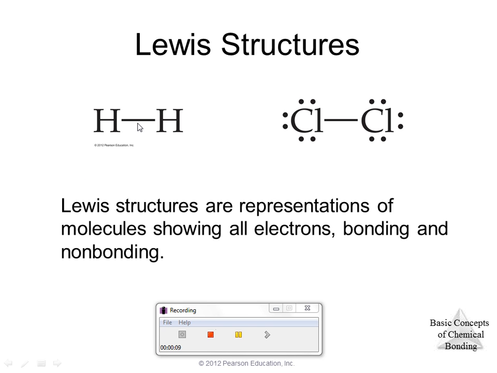For example, here we have hydrogen with one shared pair of electrons. A line equals a shared pair. These dots around the chlorine represent unshared pairs. They still need to be on chlorine because we're trying to obtain the octet, or in hydrogen's case, the duet. So how do we draw these and how do we represent these covalently bonded molecules?